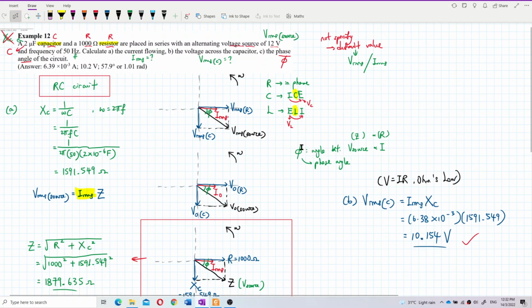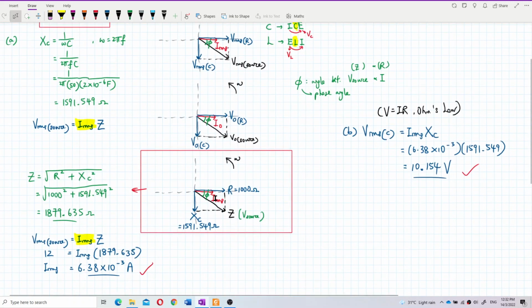Okay, so how to find this phase angle? How to find this phi? Phi is actually the angle between Z and R, or V source with current. Okay, so it's very simple.